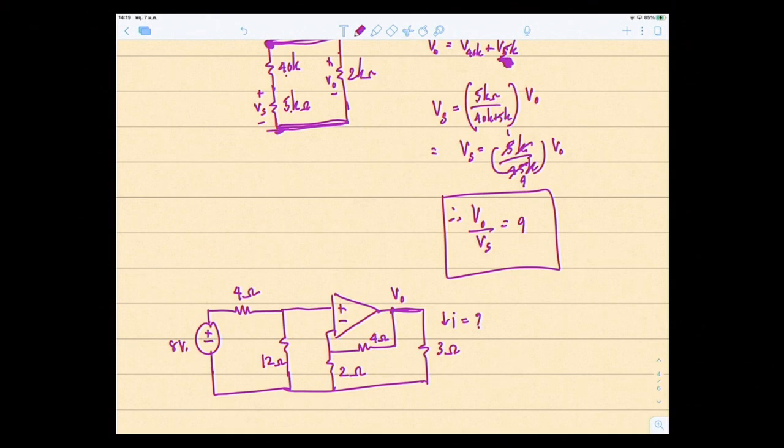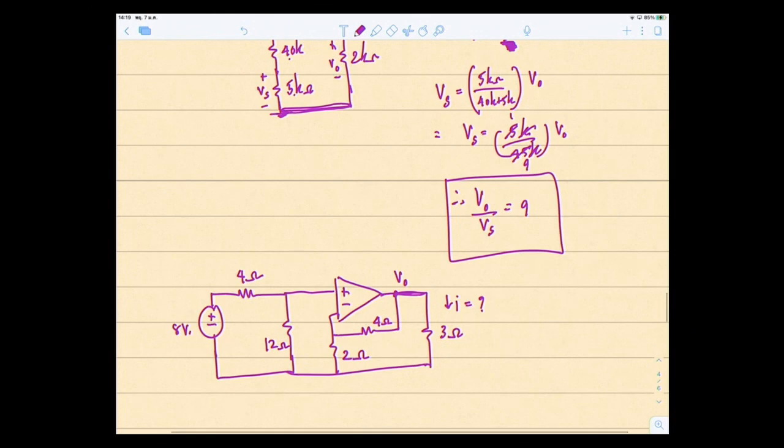So let's see. Where should we start? With the ideal op amp characteristic, there's no current going in there. So 0 amps, no current going in there. Then how does the rest of the circuit flow? Well, there's an 8 volt source here, so the current comes out.